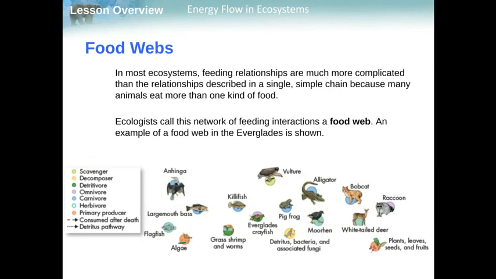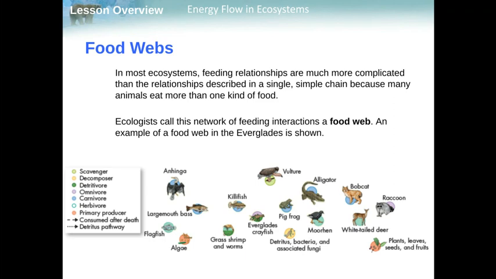Now, food webs. Now, food webs are a little bit different. In most ecosystems, we don't have standalone food chains. We actually have what are called food webs. So this is a network of feeding interactions or a network of connected food chains. So right here we see a food web that is in the Everglades.